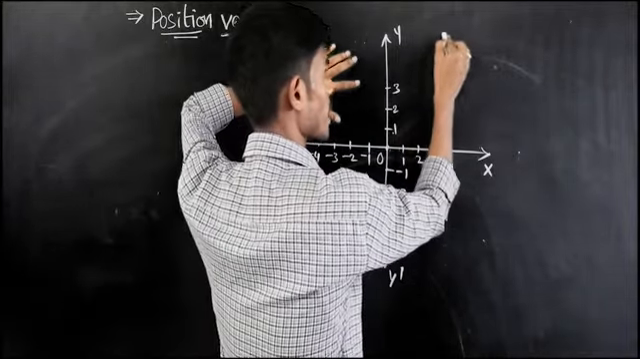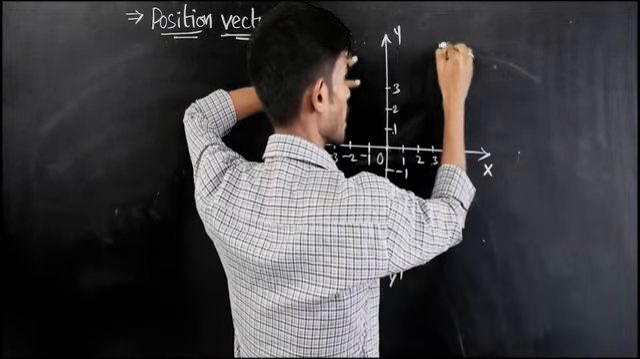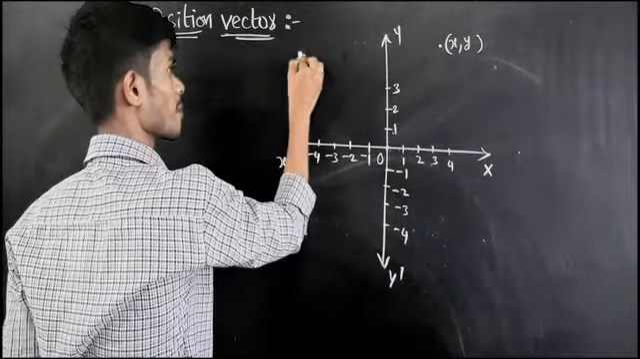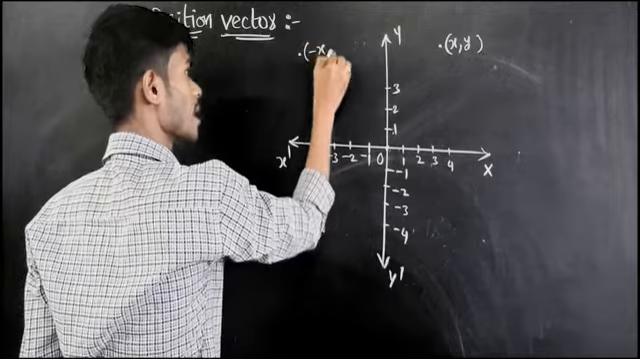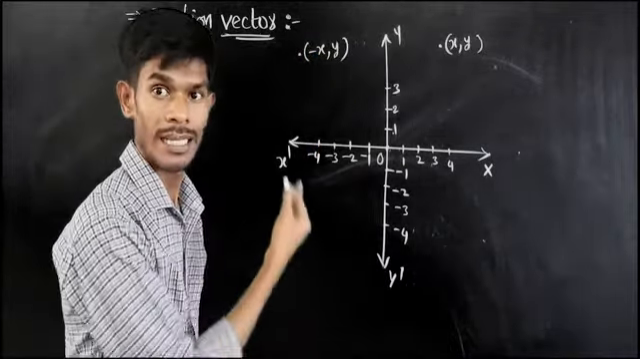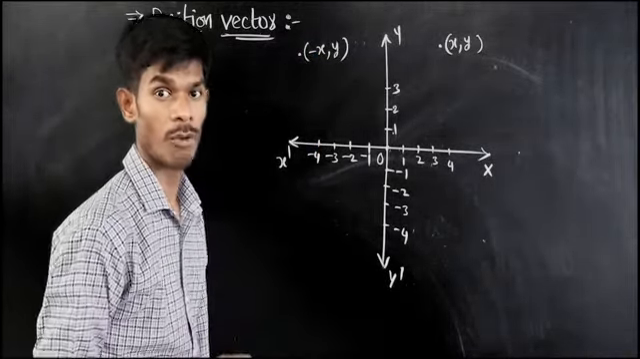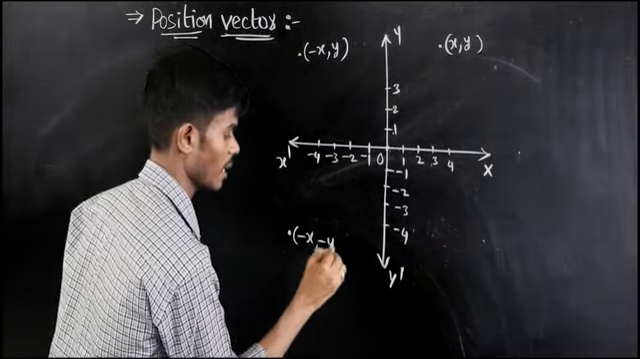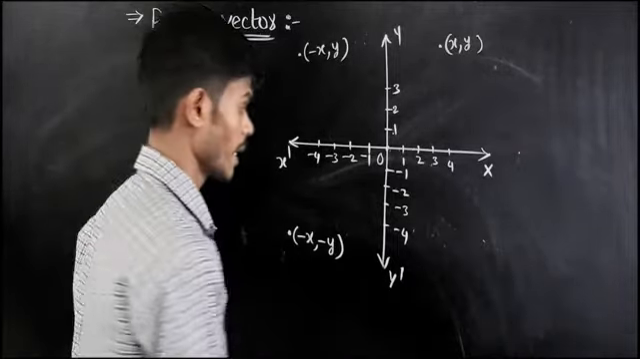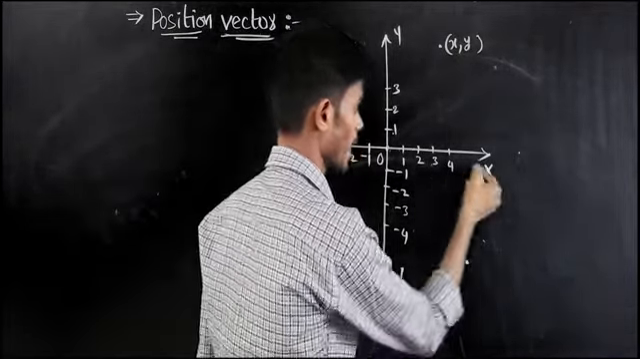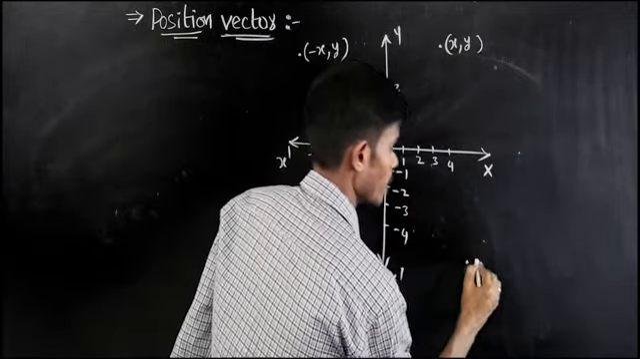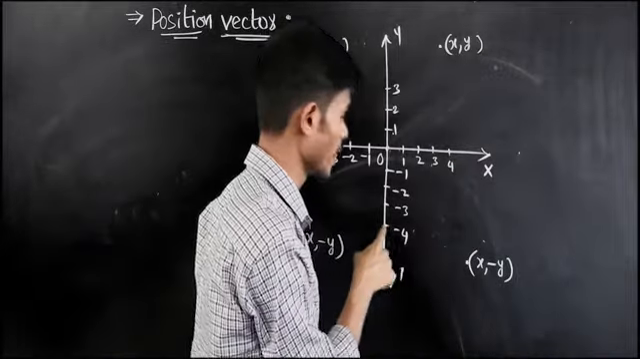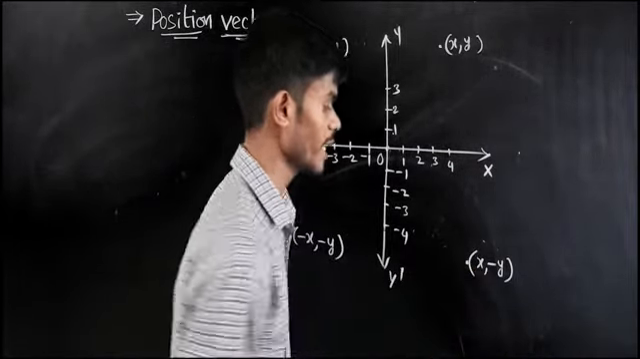I am writing this as, suppose there is a point x comma y. If it is a point in the second quadrant, it will be minus x comma y. In the same way, in the third quadrant, the point can be written as minus x comma minus y. And in the fourth quadrant, x comma minus y. Here, positive x value, negative y value. That is what we are writing as x comma minus y.